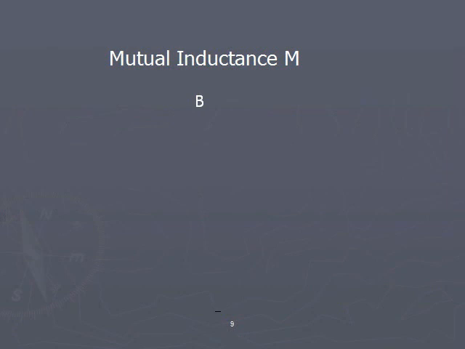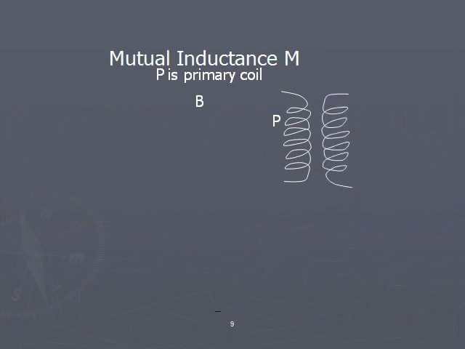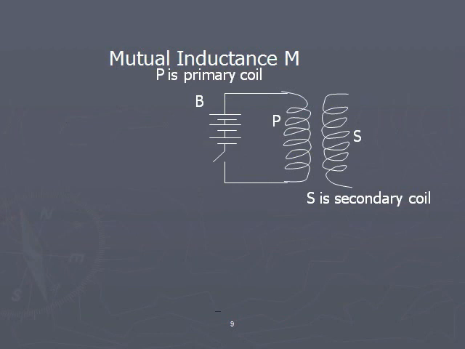Mutual inductance. To study mutual inductance, let us consider two coils. One is P, the other one is S. P represents primary coil, S represents secondary coil. These two coils are placed close to one another. A battery is connected to the primary coil through a tap key, and a galvanometer is connected to the secondary coil.